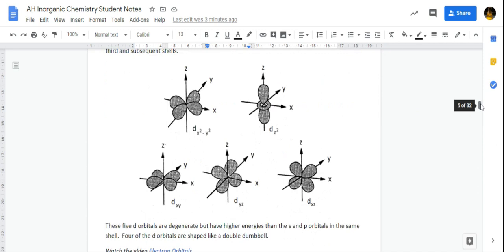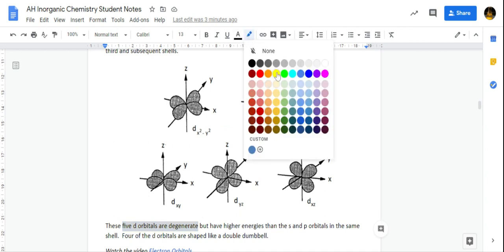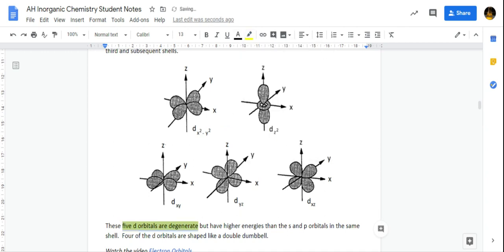Okay, there's the shapes of the d orbitals. I haven't seen a question where you've been asked to draw the shape of a d orbital, but you have been asked to identify them and to actually name the specific ones more recently. Again, like the p orbitals, they are degenerate, which means that they have the same energy as each other, but they have higher energies than the s and the p orbitals.